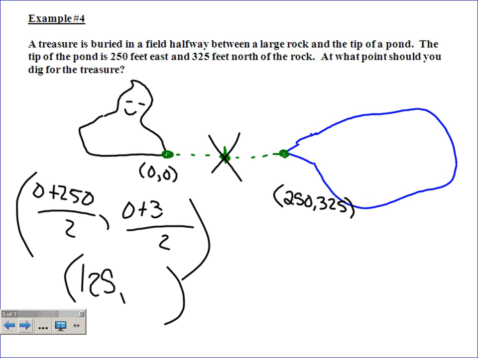What? No. So 325. What is 325 divided by 2? 162.5. Thank you very much.